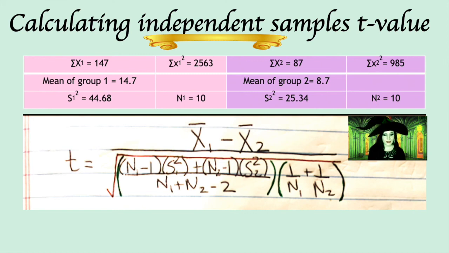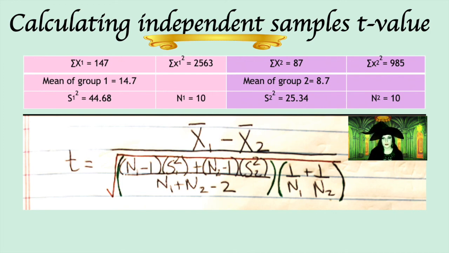All of that is going to be divided by n of group 1, which is 10, plus n of group 2, which is also 10, so that's 20, minus 2, which is going to give us 18. Once we do that part in the parentheses, we move over to the right-hand side and we see 1 over n of group 1, which is 10, plus 1 over n of group 2, which is also 10. So you will have 1/10 plus 1/10. Once we've calculated that, don't forget to take the square root of that entire denominator.